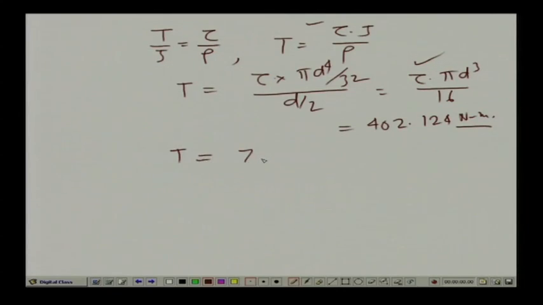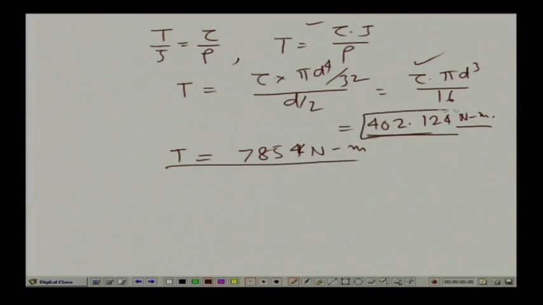And for the second case, when you have diameter as 50, then T comes as equal to 785.4 Newton meter. So, obviously, you will have to apply this much twisting moment so that it can resist both. So, this is the value of the twisting moment.